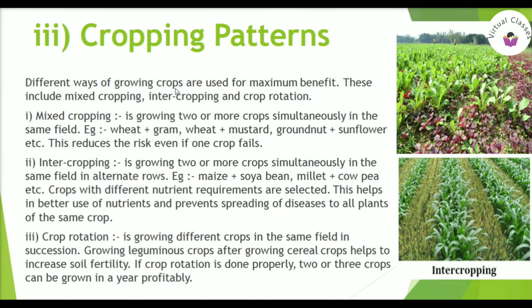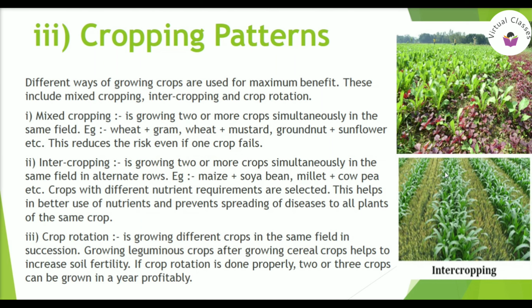Let's come to cropping patterns. Different ways of growing crops are used for maximum benefit. These include mixed cropping, intercropping, and crop rotation. First is mixed cropping. It is growing two or more crops simultaneously in the same field. Example, wheat plus gram, wheat plus mustard, groundnuts plus sunflower, etc. This reduces the risk even if one crop fails.